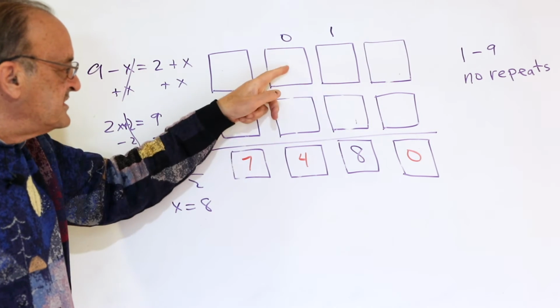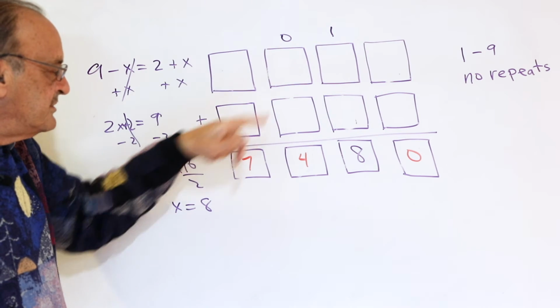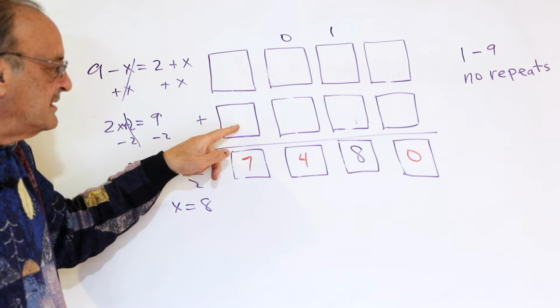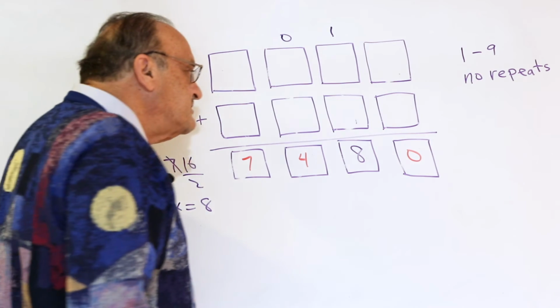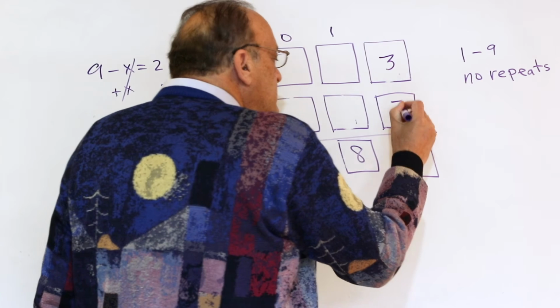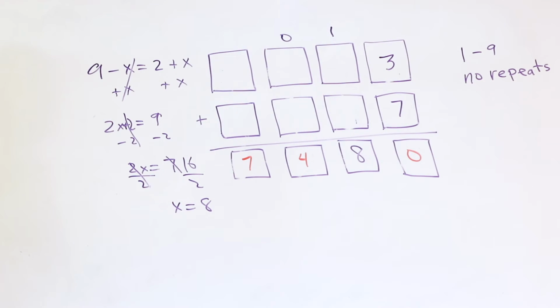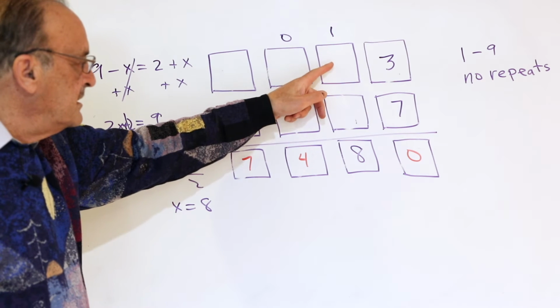And 7 can't go in this column either because 7 and 7 would be 14. We can't use 7 twice. And 7 can't go in this column. So 7 has to go in the ones column. Okay, so now these two numbers add up to 7.